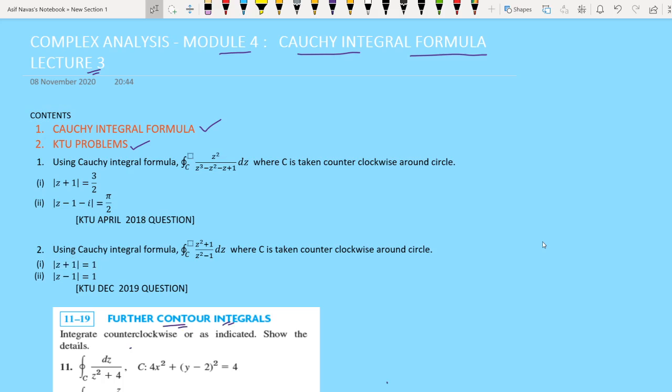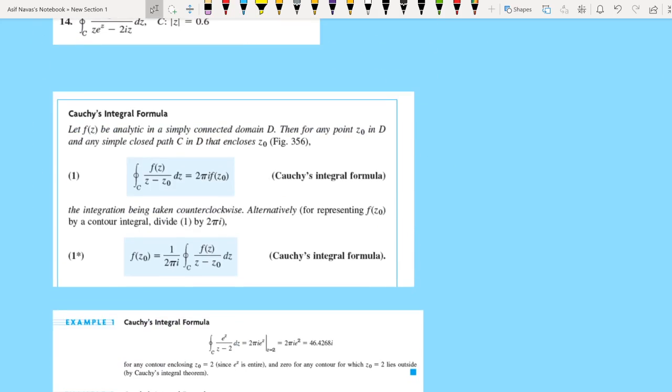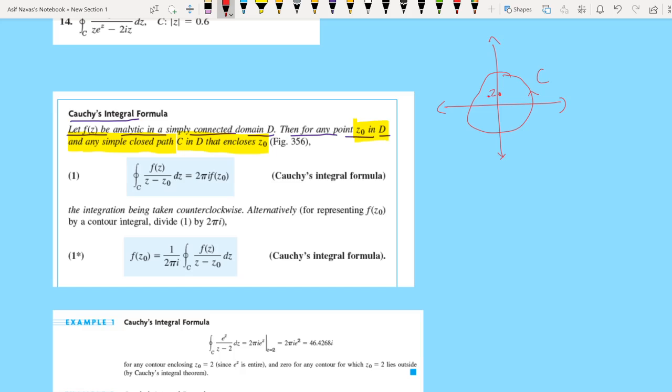Okay, so we will discuss what is Cauchy integral formula first. Let f of z be analytic in a simply connected domain D. Then for any point z naught in D, that means z naught is any point in the domain, and any simple closed path C in D that encloses z naught. If you have a domain D in the complex plane, and C is any simple closed path, z naught is a point inside C.